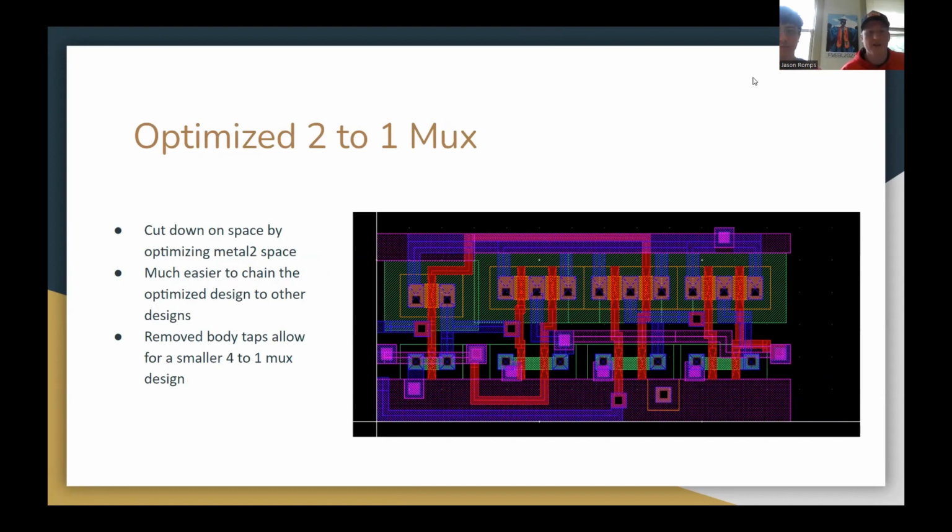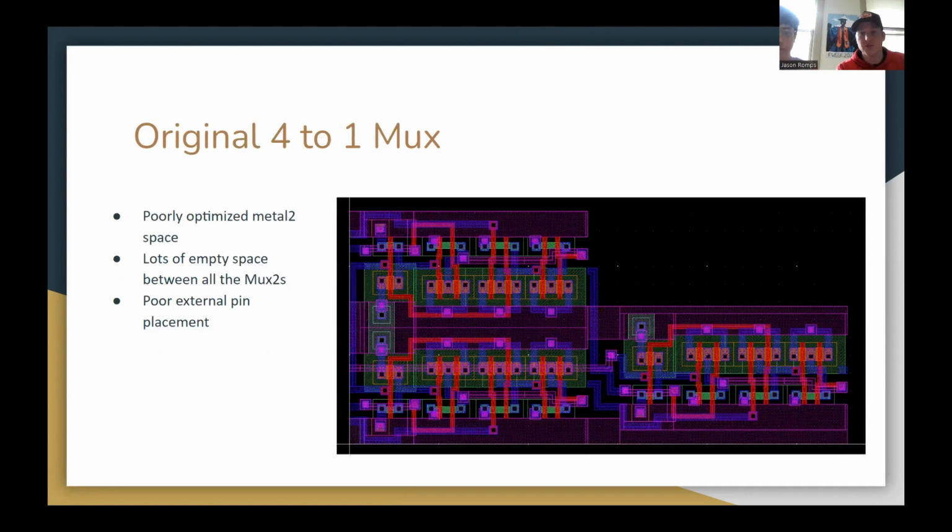So by optimizing this, as you can see in the next slide, we were able to get it way shorter. But we did that mainly by removing the body taps, as for when it was integrated into the larger 4-to-1 mux, we would use 1 of the 2-to-1 muxes with a body tap and then 2 without, so that the N type and P types are still pulled to VDD and ground. However, we saved a lot of space, as can be seen.